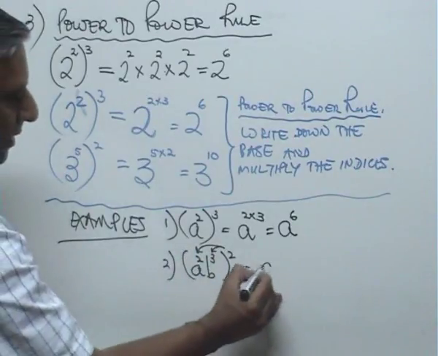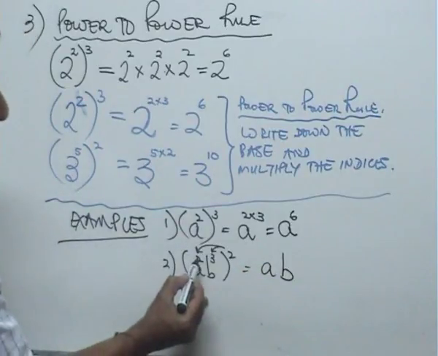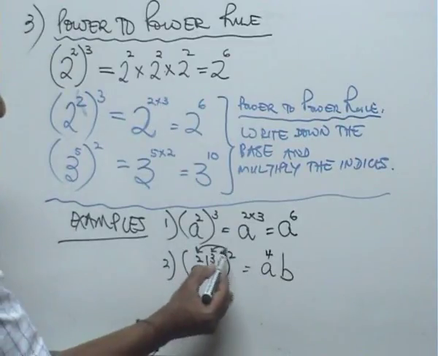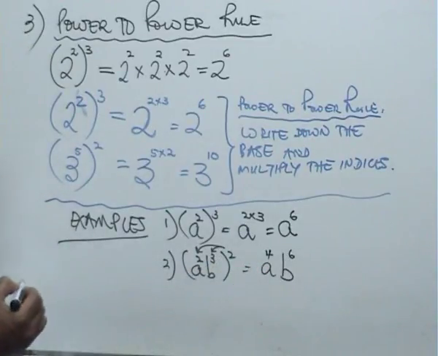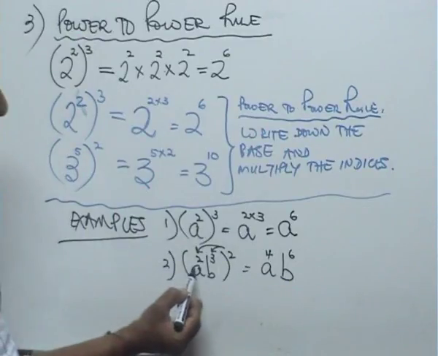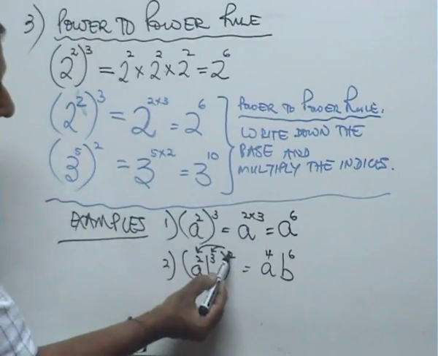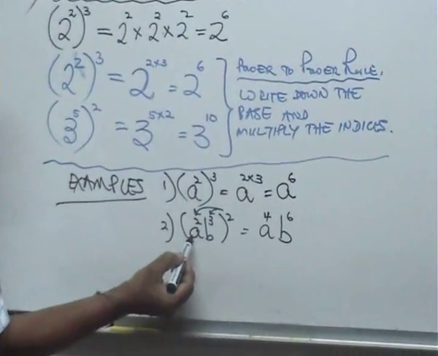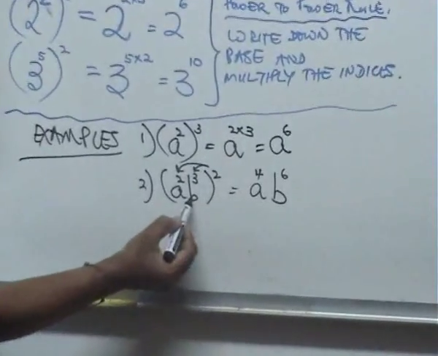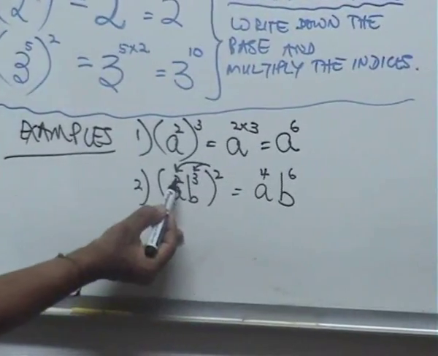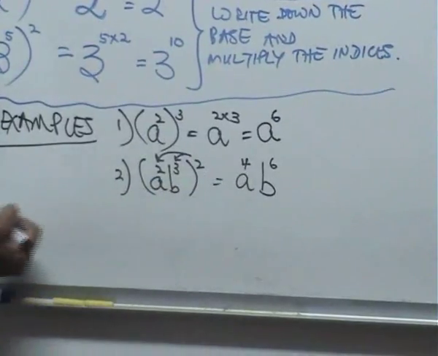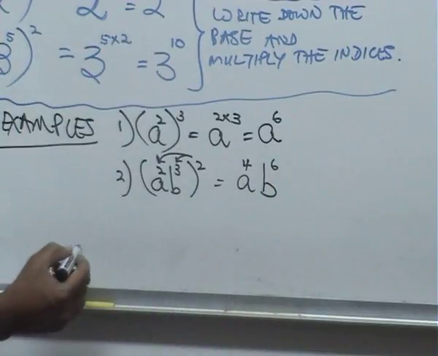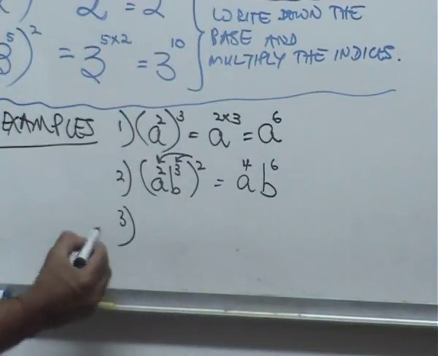So it will be, write down the 2 bases. 2 times 2, 4. 3 times 2, 6. Alright, I'll repeat that. You see, that power there goes to each power inside. So A, you write down A. B, you write down B. Now it will be 2 times 2, 4. 3 times 2, 6. Right, let's do another example.